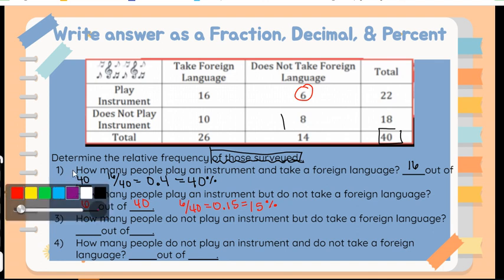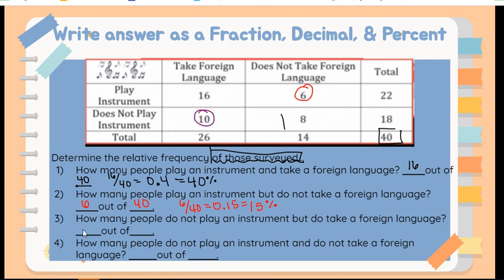Number 3. How many do not play an instrument but do take a foreign language? So does not play an instrument is the second row, and take a foreign language is the first column, so that would be 10. So I'm going to have 10 out of 40 surveyed, because it said of those surveyed. So my fraction, 10 over 40. My division, 10 divided by 40 is 0.25. That turned into a percentage. Move the decimal 2 places to the right, becomes 25%.